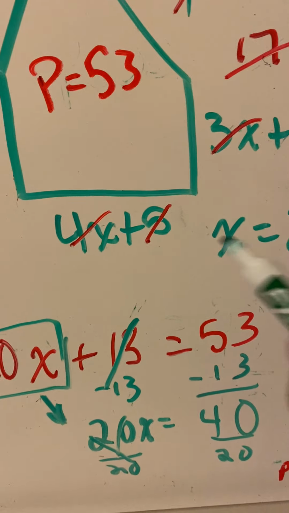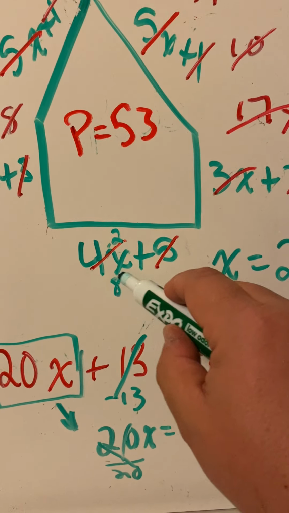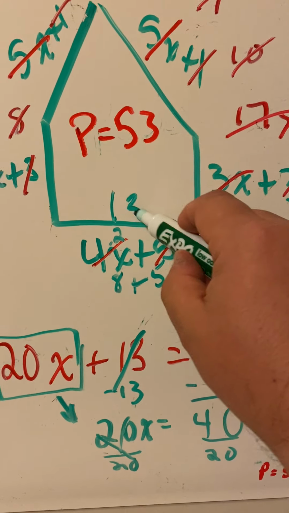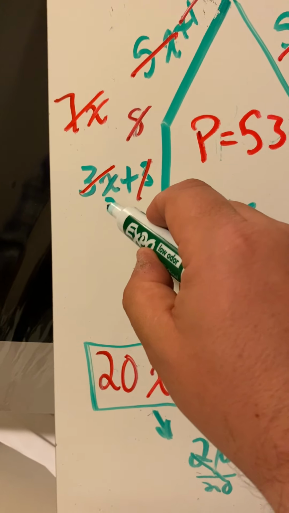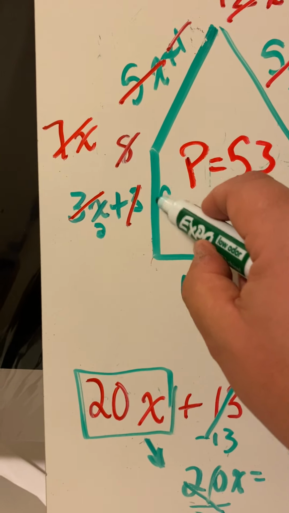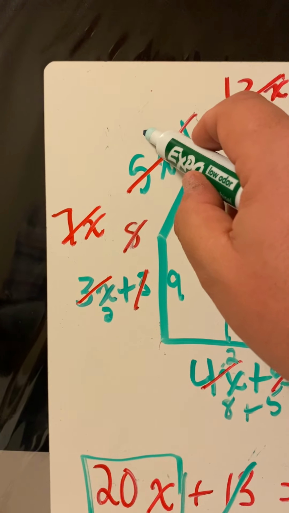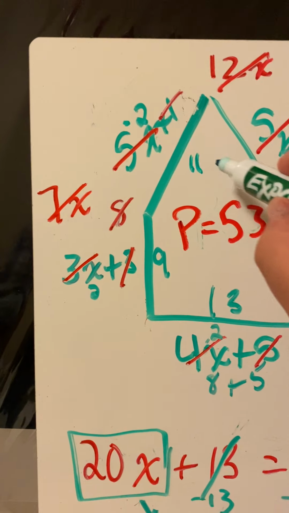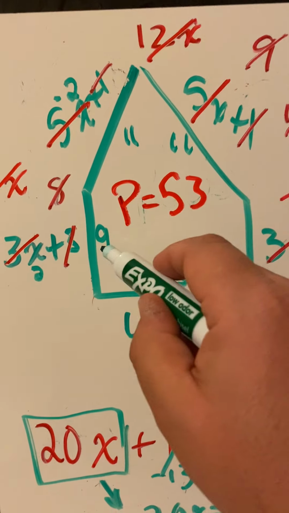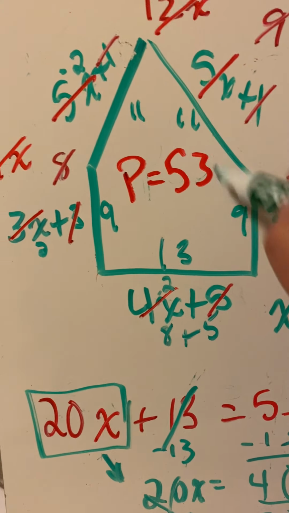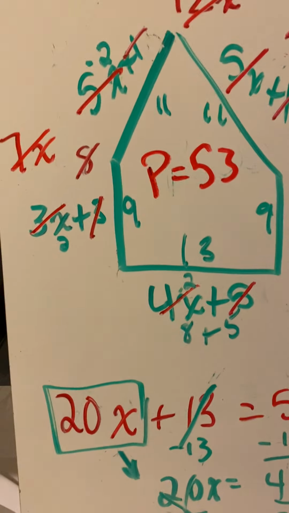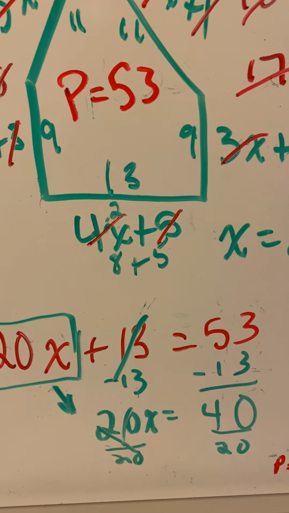Well, let's substitute the 2 in. 4 times 2 is 8. 8 plus 5 is 13 for that side. 3 times 2 is 6. 6 plus 3 is 9. Good. 5 times 2 is 10. 10 plus 1 is 11. And that's 11, and that's 9. Okay. 13, 9, 11, 11, 9 add up to 53. Yay! It worked.